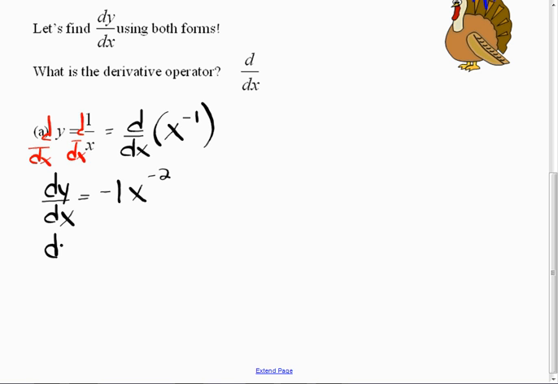So dy dx, I'm going to write it without a negative exponent. It's negative 1 over x squared. Okay, that wasn't too tough. Not tough. It'll be tougher to do it the other way, actually. Okay, is everybody okay with that? This is the explicit derivative.